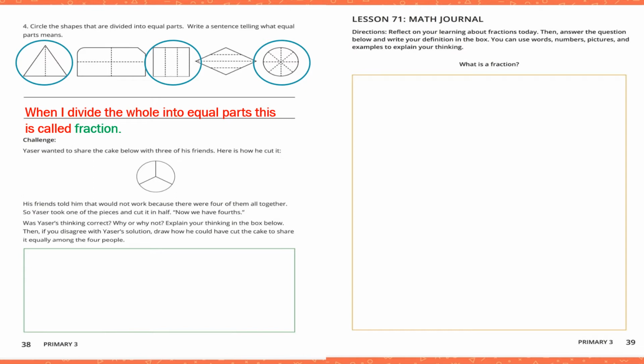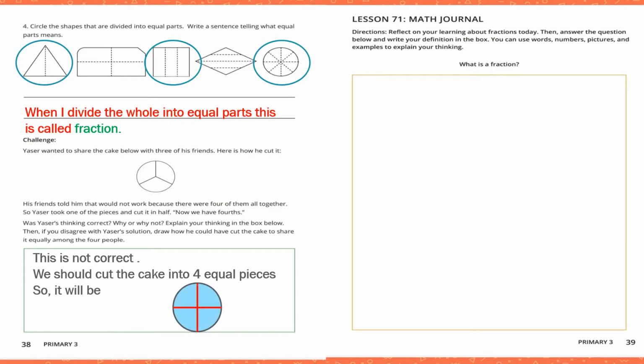Focus with me. They are 4 friends, and this is not correct. If he cut 1/3 of these thirds into 2 parts, they will not be the same. So it's not correct. We should cut the cake into 4 equal pieces to have 4 fourths. It will be like this. If I have this cake, I will cut it like this.